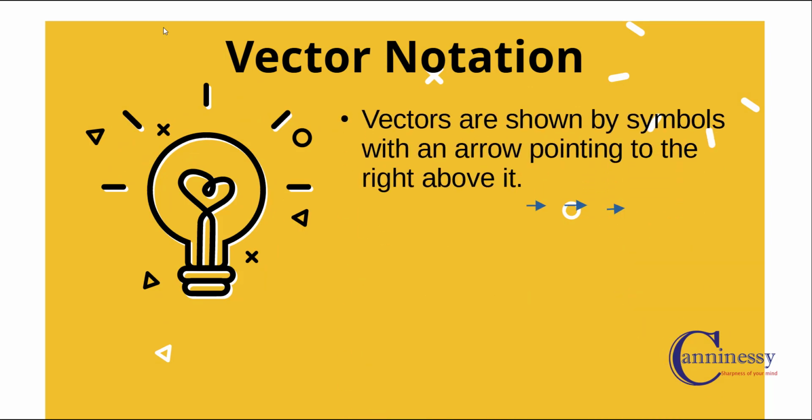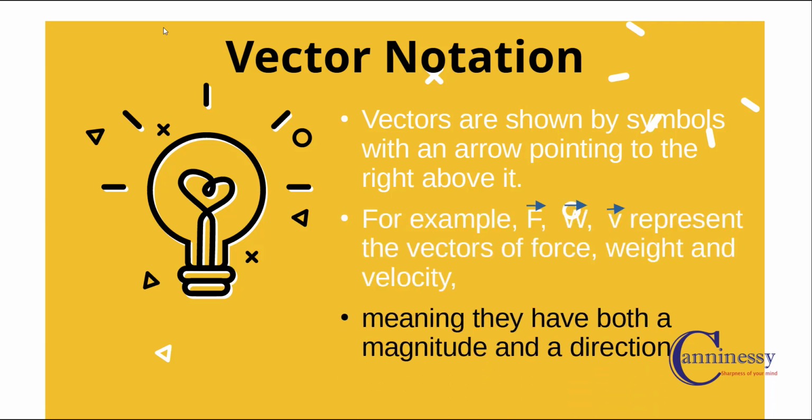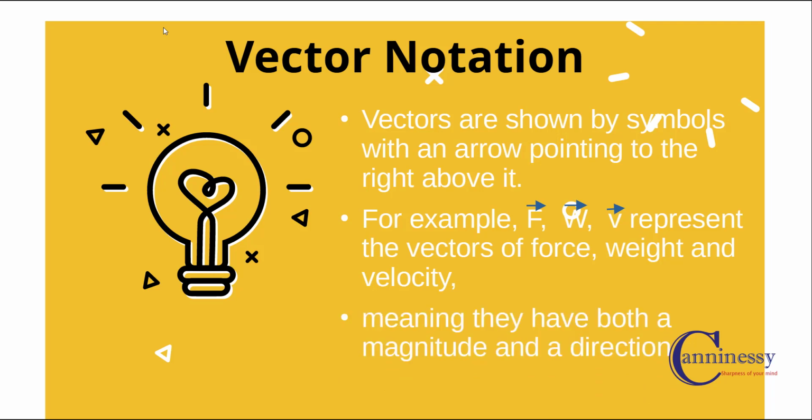Vectors are shown by symbols with an arrow pointing to the right above it. For example, F, W, V represents the vectors of force, weight, and velocity, meaning they have both a magnitude and a direction.